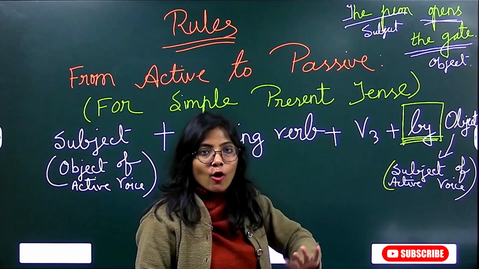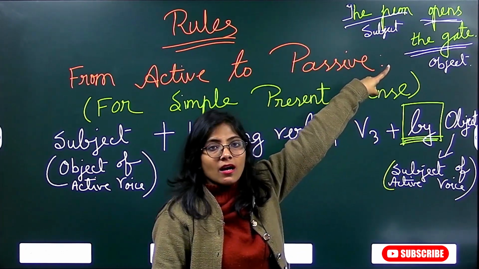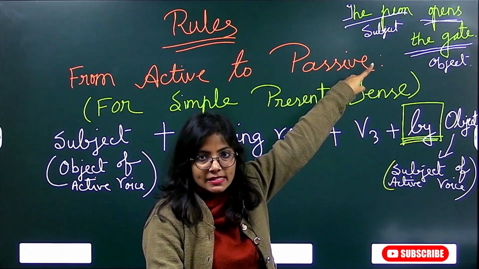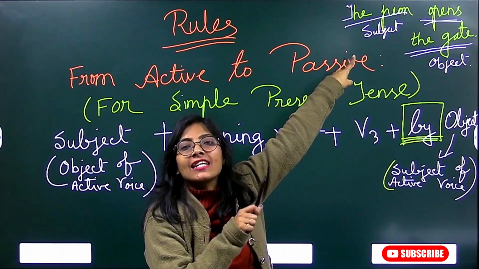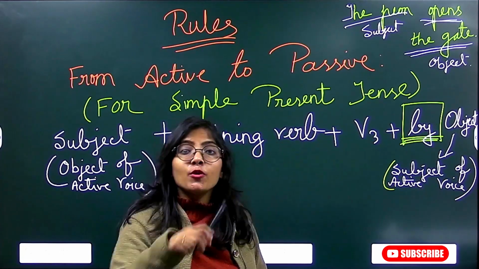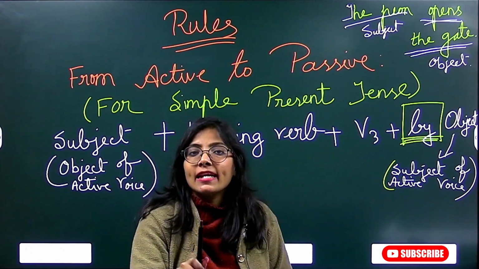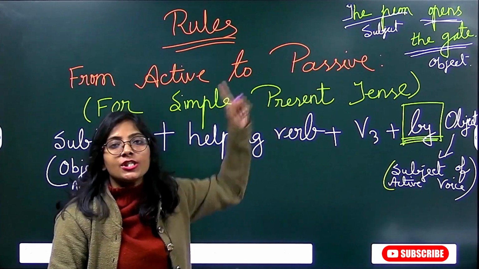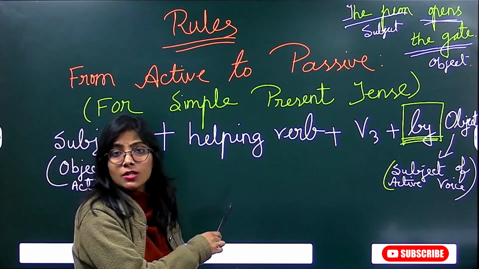Now this particular sentence is in simple present tense, and it is in active voice. Why is it active voice? Because the peon, who is the subject, is doing that work himself. He is not taking anybody's help. Now I'll change it to passive voice using this particular rule. Okay.